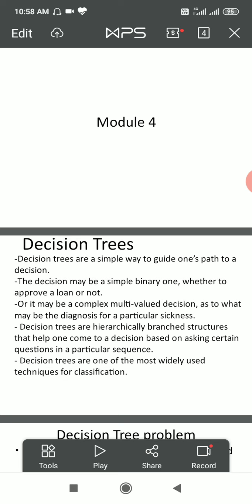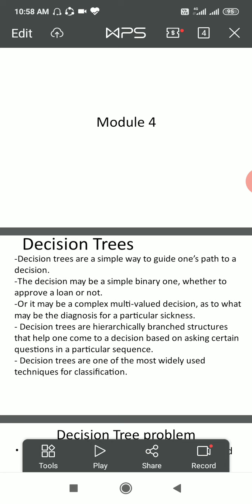Today I am going to start Module 4 of Big Data Analytics, that is on decision trees. Decision trees are a simple way to guide one's path to a decision. And the decision may be a simple, binary one, whether to approve a loan or not. This is the best example of a decision tree.